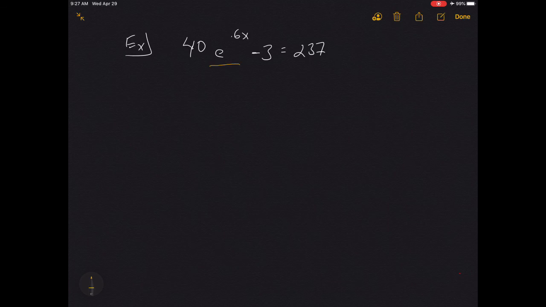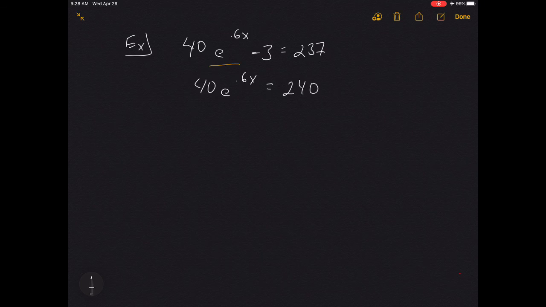Okay, make sure you understand the 40 is not a part of that. I mean, it's multiplied by it, but it's something we have to get rid of as well. So basically, we have to solve this equation for e to the 0.6x before we can actually solve the equation for x. So what we need to do is add 3 to both sides. We're going to solve it just like e to the 0.6x was just a variable like y or something. We'll add 3 to both sides. So we would get 40 e to the 0.6x. Adding the 3, we get 240 on the right.